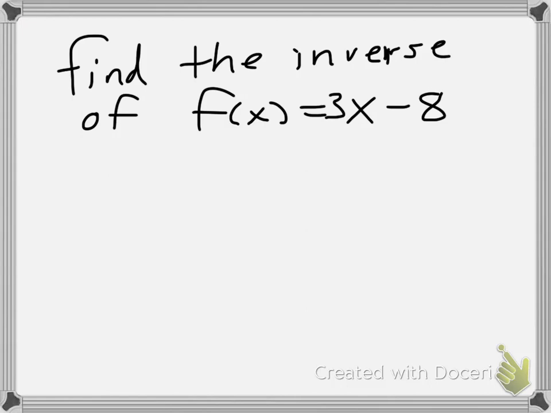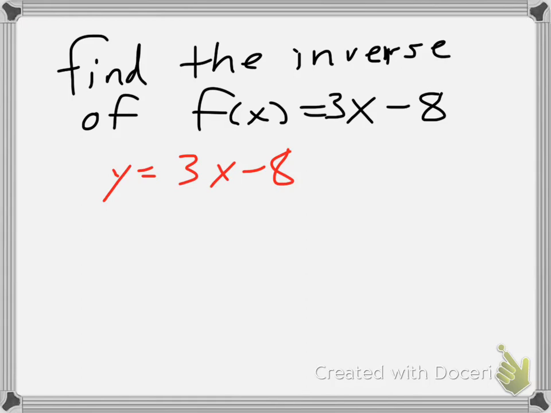So to start, I'm going to make f of x into y. So I'm going to say y equals 3x minus 8. So the first step I've done is I've changed f of x to y, just because it's easier to keep track of than to rewrite function of x.